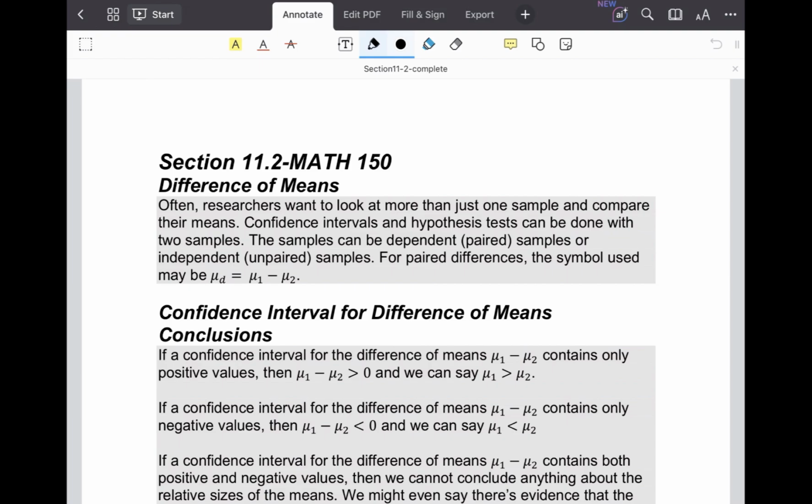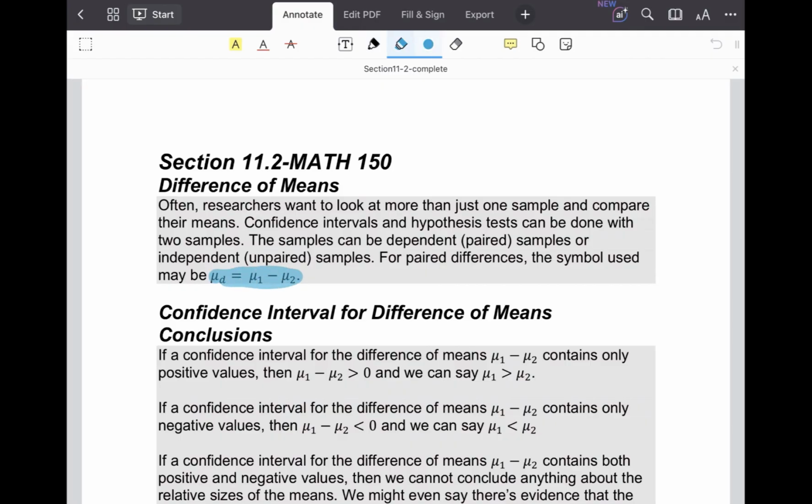person before and after. That will be a paired difference. And then unpaired, those two groups have no relation to each other. Often they're different sizes, but there's two different situations that we're going to look at.